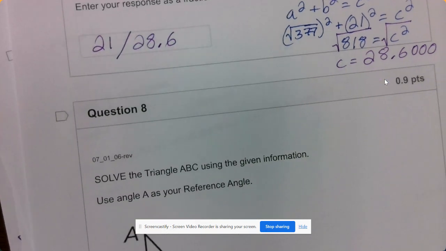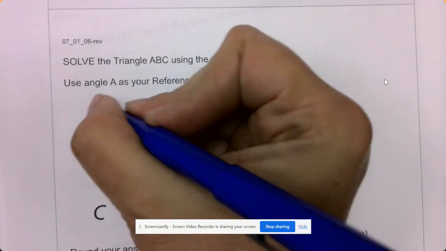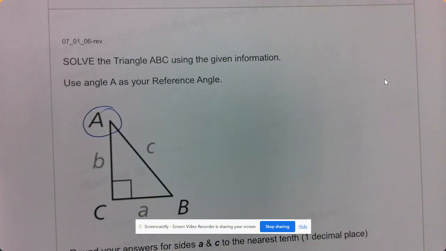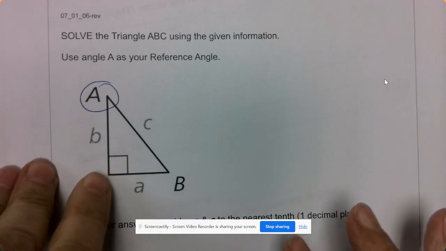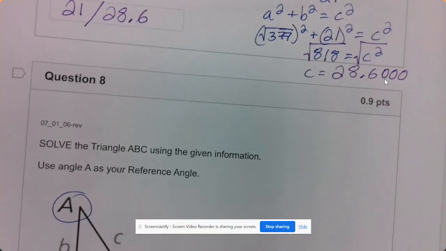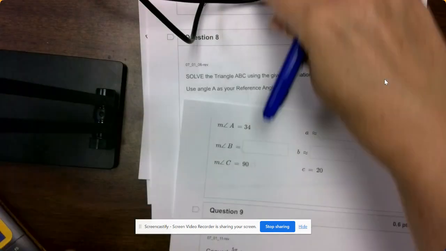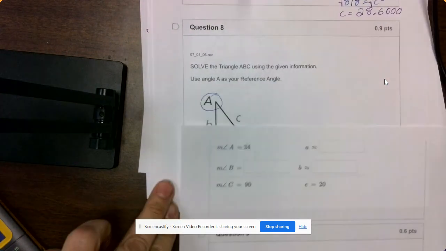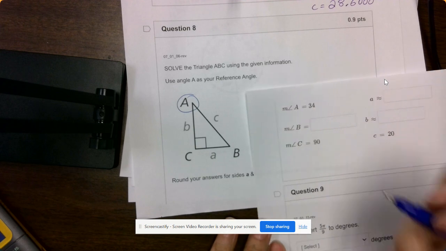Okay, for the next one, it says solve the triangle ABC using the given information. Use A as your reference angle. Okay, so A is our reference angle. Round your answer for sides B and C to the nearest tenth. Okay, so they give us all this information for the triangle. It's bigger so you can see it. Okay, so this is to the nearest tenth, so everybody that's one decimal place.